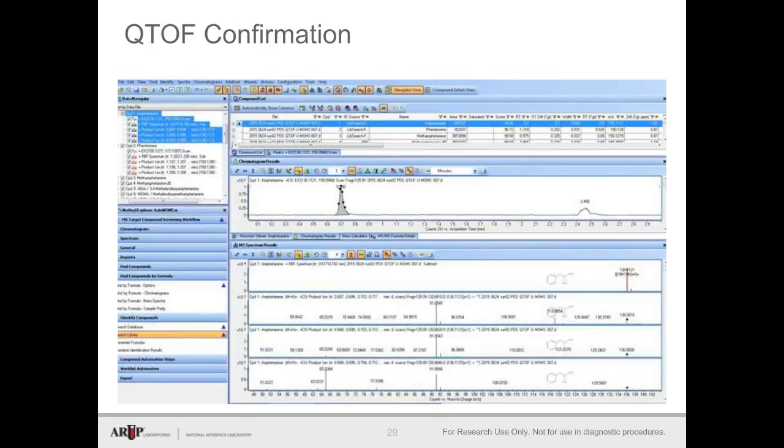This is what the QTOF data looks like in MassHunter Qualitative Analysis. The diamonds across the peak in the chromatogram results pane are where the instrument has fragmented. In the MS spectrum results pane, the top box shows the intact ion, and the boxes below show the fragmentation pattern at each collision energy. This pattern is compared to the fragmentation pattern in the library and is assigned a match score in addition to the overall score that includes mass match, isotope fidelity, and retention time.